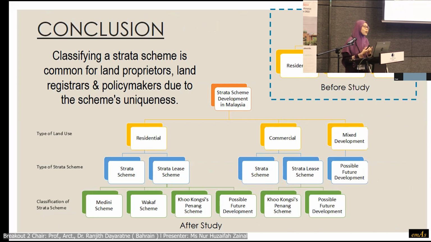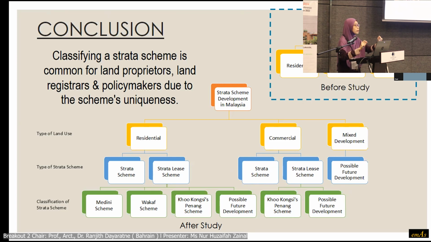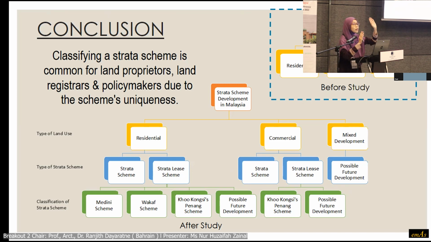In this study, we found that there is no significant outlining or data saying that there are different types of strata buildings. No one knows about that. But the only differences are what I explained just now, for example, Medini in Johor, wakaf in Penang, and Kongsi land in Penang, because they were actually identified by these three schemes.